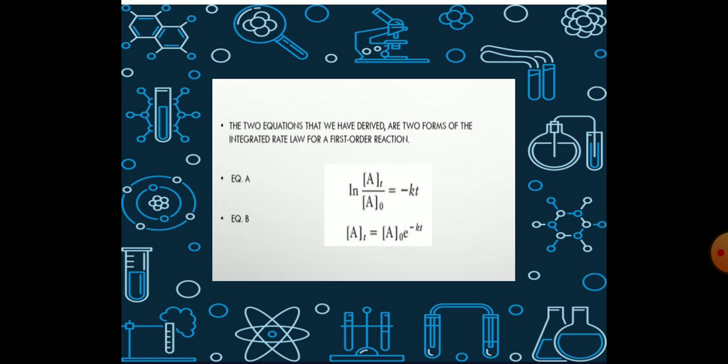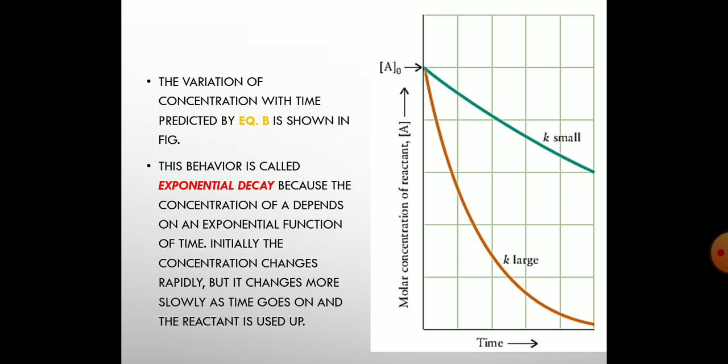Then the two equations that we have derived are two forms of the integrated rate law for our first order reaction. Equation 1 is ln of [A] at time t divided by the initial concentration of A, equal to minus kt, and the second equation is [A] at time t equal to the initial concentration of A times e raised to the power minus kt.